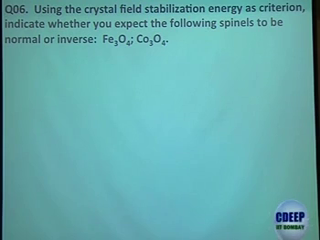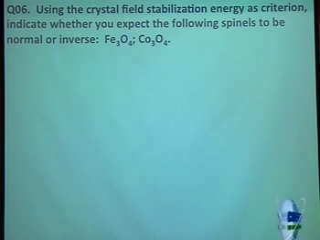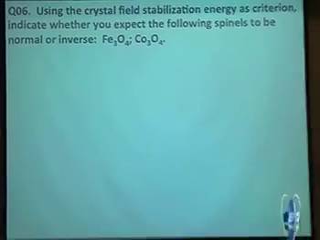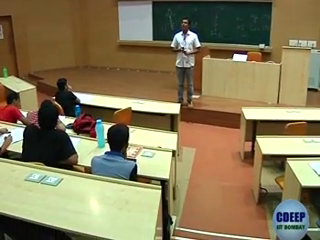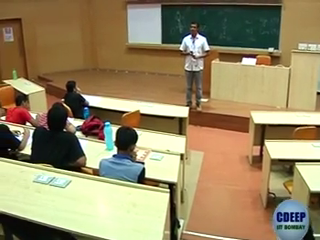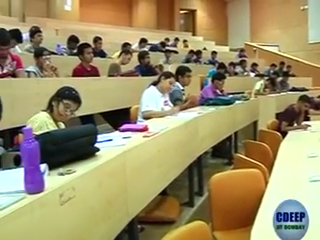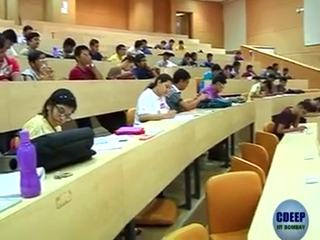Now using the crystal field stabilization energy as the criterion, indicate whether you expect the following spinels to be normal or inverse. Now calculate and figure it out. Another 10 minutes and we should be done. Calculate quickly. This is what I was trying to tell you, that you should be able to calculate the CFSE really quickly. Write down, calculate the CFSE for Fe3+. For normal and inverse spinel, you don't have to worry about tetrahedral. You just think about octahedral, Fe3+ and Fe2+, and it is going to be high spin. For the high spin octahedral case, you just calculate.